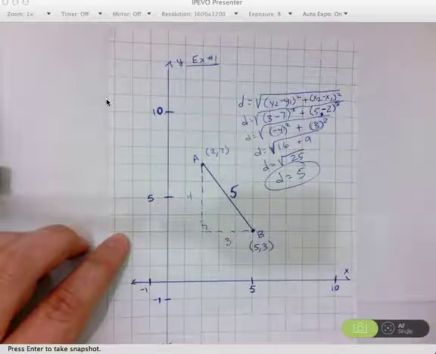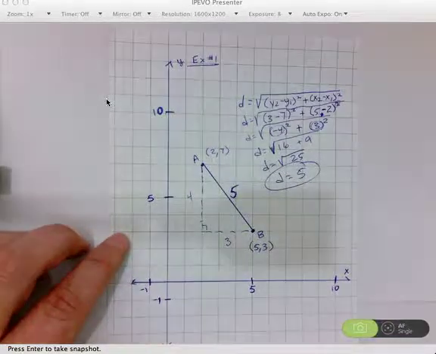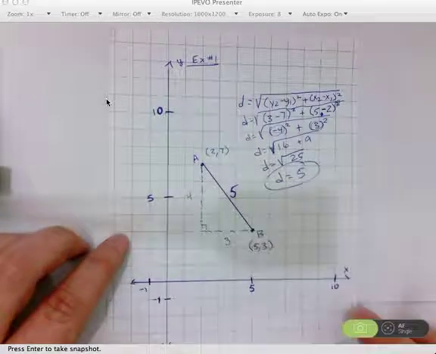So there's the first example for you. So let's go ahead and look at a second example.